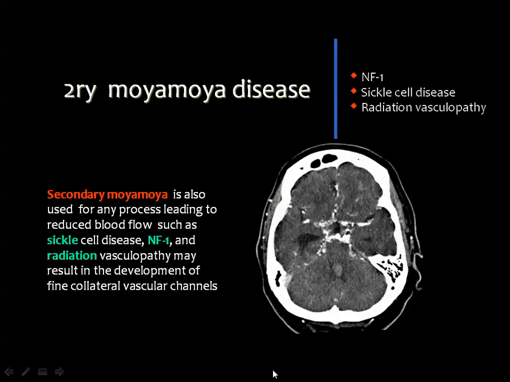Moyamoya disease may be primary or secondary, and the secondary causes are usually neurofibromatosis type 1, sickle cell disease, and radiation vasculopathy. All these diseases may result in progressive occlusion of the supraclinoid part of the internal carotid arteries and give the same picture of moyamoya disease as the primary one.